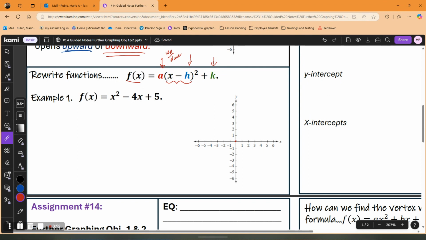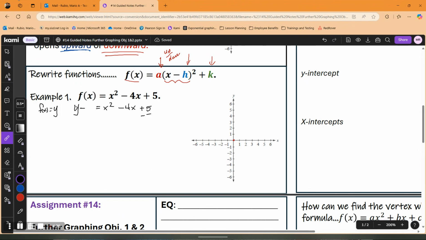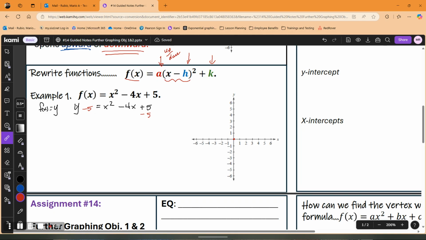We learned about completing the square when we were looking at these functions earlier, like I said, about 6 to 8 weeks ago. So the first thing I remember is that f of x is the same as y. We just use f of x sometimes because it helps us define functions. So I'm going to rewrite this as y equals x squared minus 4x plus 5. And I want to complete the square here. So I'm going to take this 5 away from both sides. Let me write in a different color. Subtract 5. This is just part of the steps of completing the square.